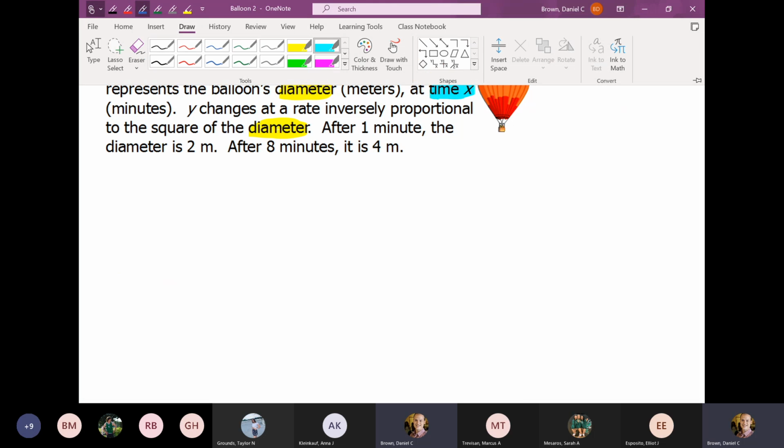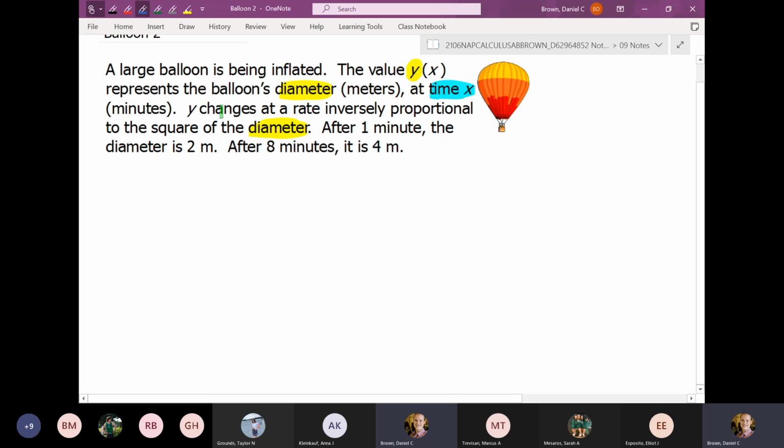And then we'll always have one statement that gives us the differential equation. Y changes at a rate inversely proportional to the square of the diameter. So let's go ahead and write that equation. Y changes at a rate, so we have dy/dx, inversely proportional. So we have our k, and everything's going to end up underneath it. What is it inversely proportional to? The square of the diameter. Which one's the diameter? The diameter is y.